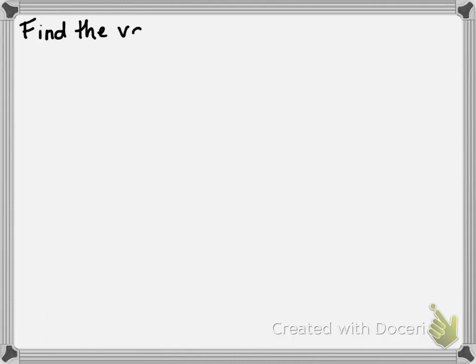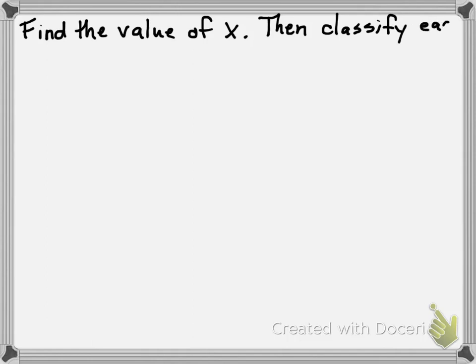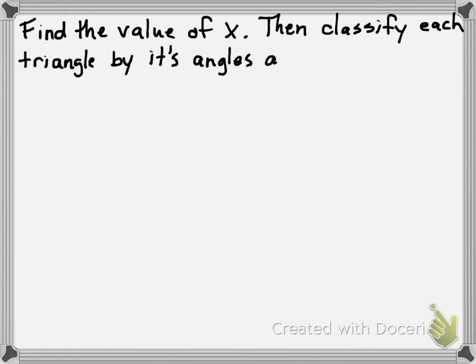Alright, now we're getting into triangles. You need to find the value of x and then classify each triangle based on its angles and based on its sides. So you should find x and then give both classifications for the triangle.